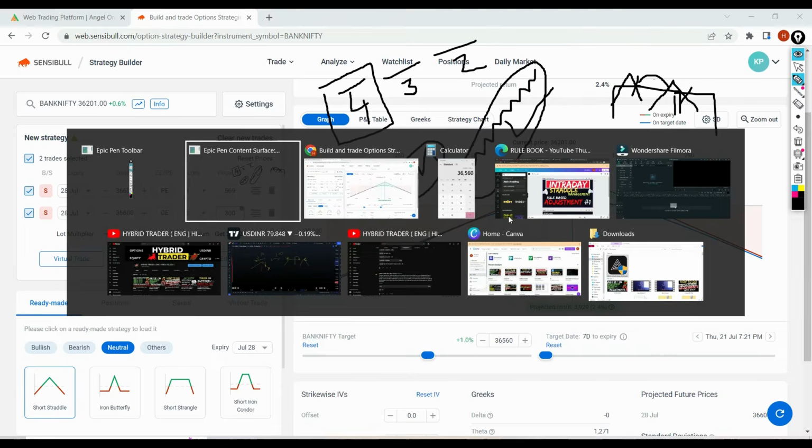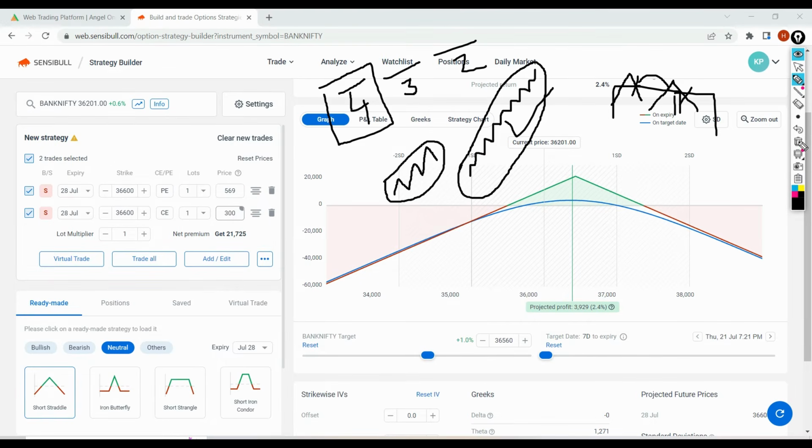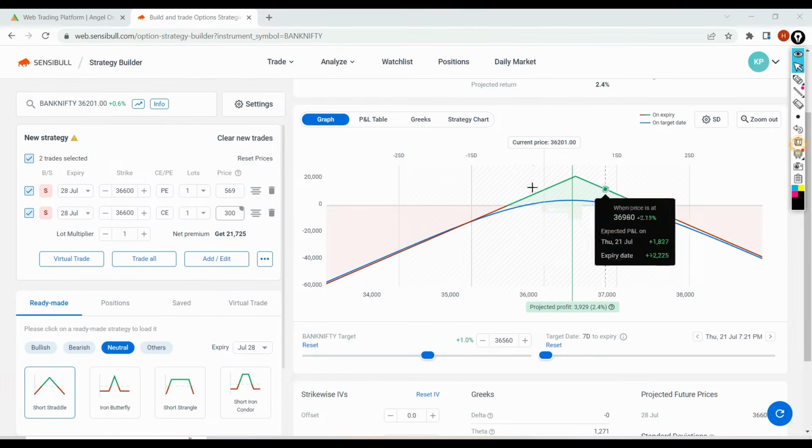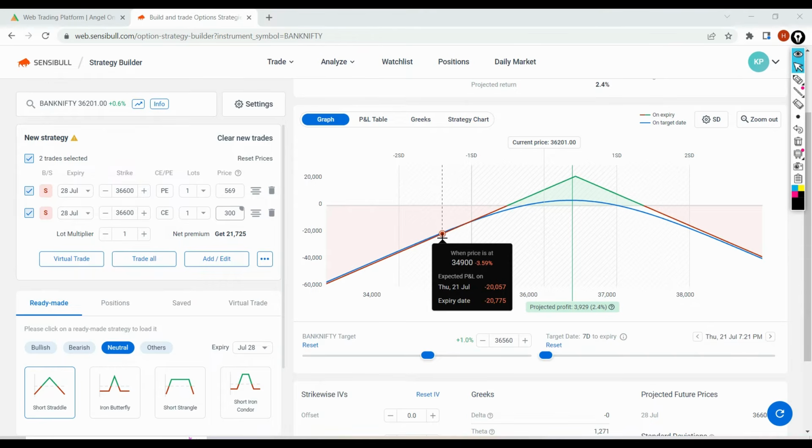So let me take you back. Did we finish? Yeah, that's it, friend. So this is all about the adjustment. Start with a straddle at 9:30, but you need to have a view of the market. Let's say your current market stands somewhere here.